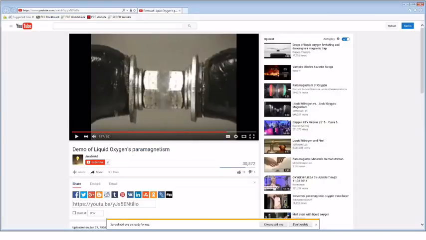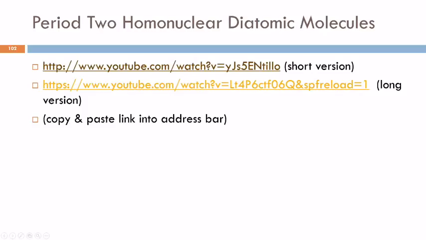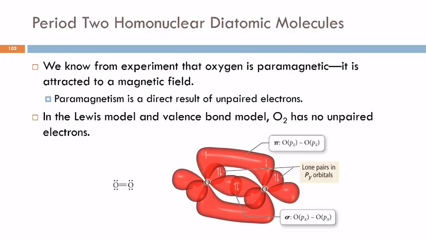Let's see if I can get back to my slides now. So that experiment shows us that oxygen is paramagnetic, right? It interacted with the magnetic field. Paramagnetism, as we discussed earlier, is a result of unpaired electrons. Lewis theory and valence bond theory do not explain this. Here's our Lewis structure for oxygen. Do you see any unpaired electrons? Nope. Here's the valence bond theory model for oxygen.